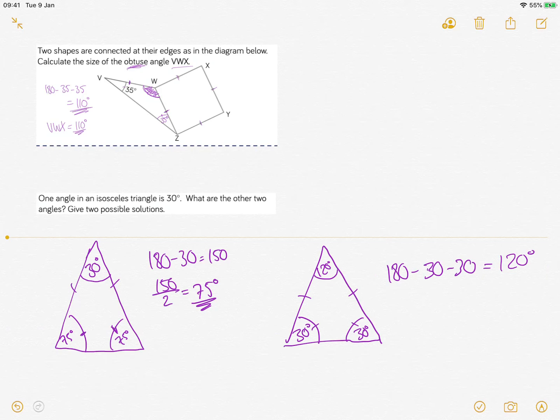Notice my triangles aren't drawn to scale. They're not accurate because this one looks exactly the same as this one, but I've just written on that the angles are different, which is fine to do. It doesn't have to look exact, just so you've got an idea of this is an isosceles. So there are your two possible solutions.